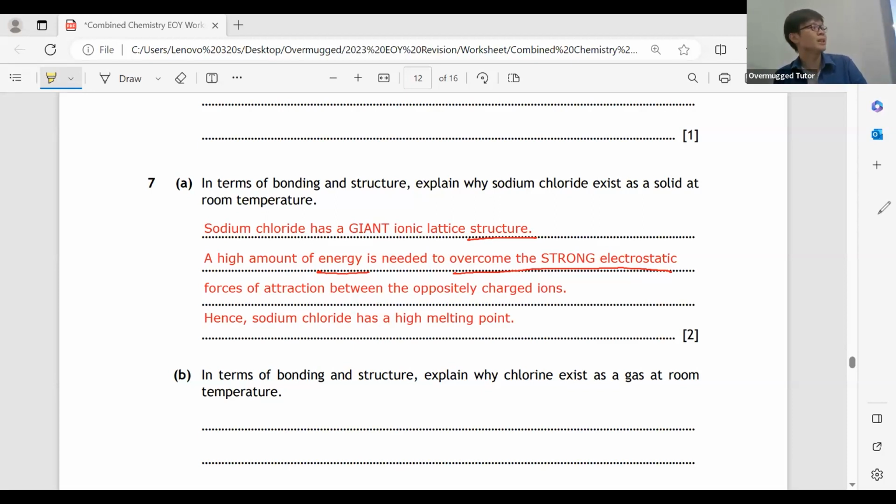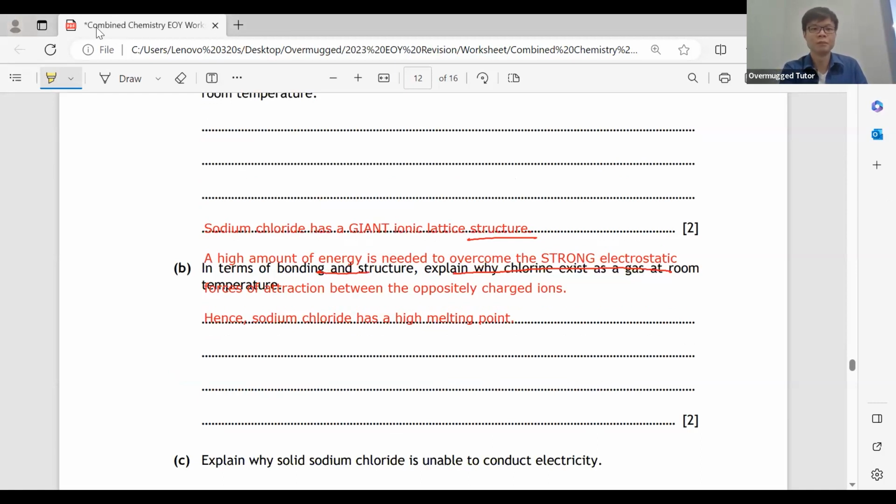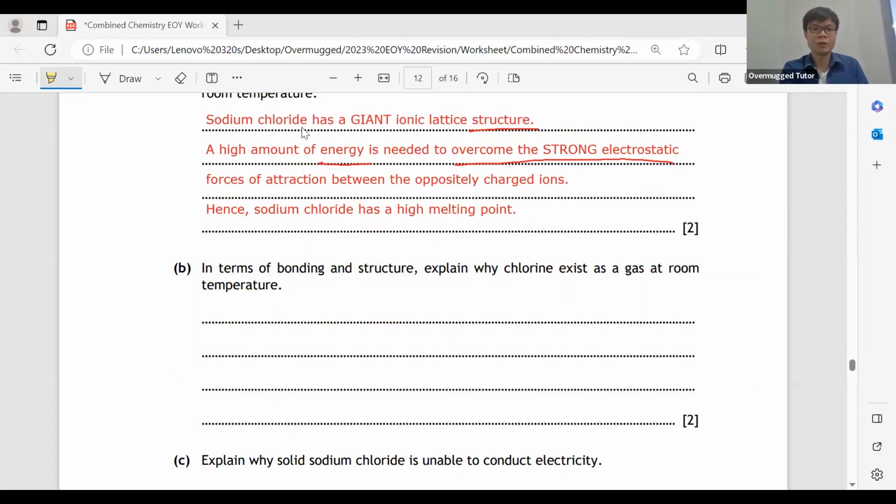Okay, so the good news for combined science is that there's only two. I put two over here. Your school may test two, but confirm one will come out. Okay. Now chlorine gas or maybe oxygen gas.